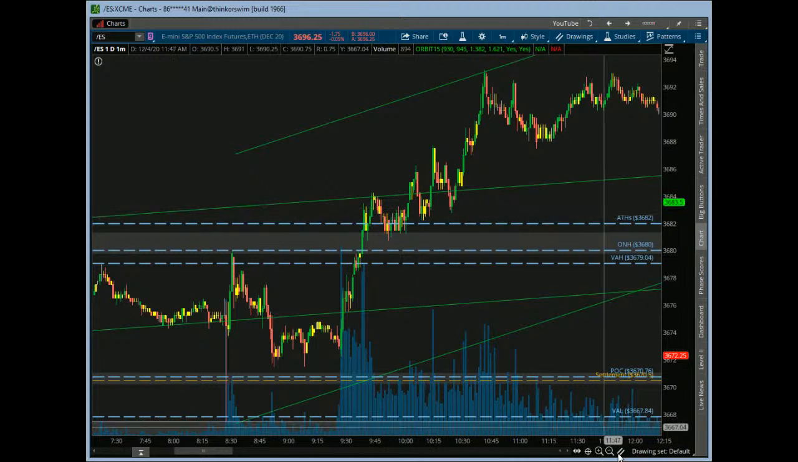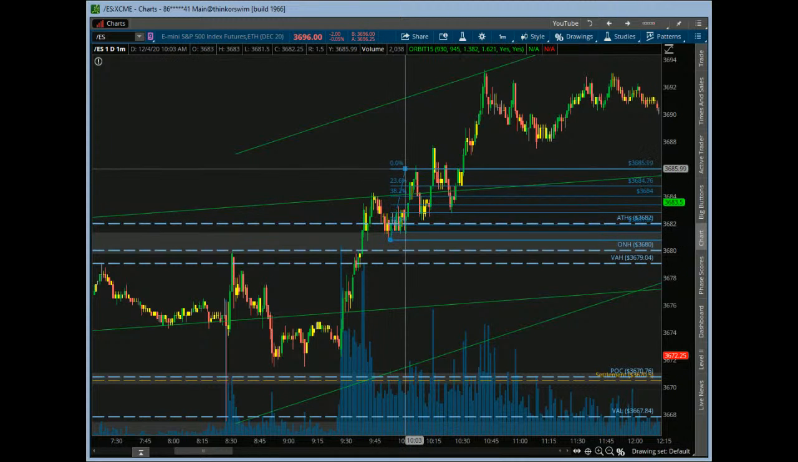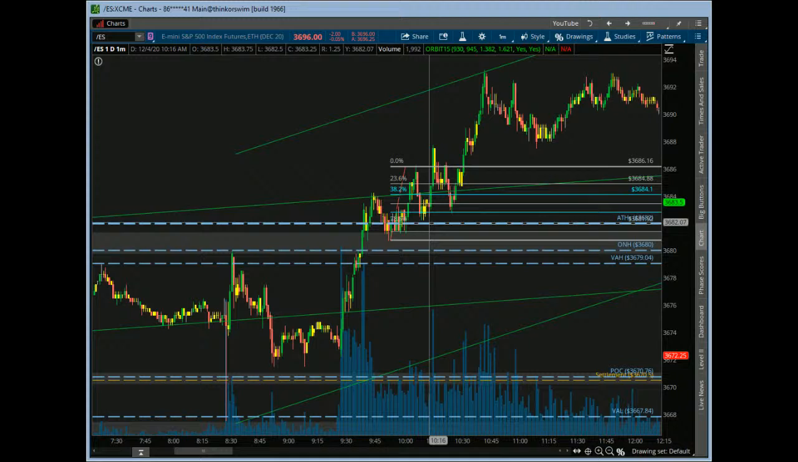It gave a triple inside one right here. And you can see just off of this wave up, this came right down into the 618-786 golden zone, right? On the intraday basis, right above our key levels. And it gave another impulsive move up.